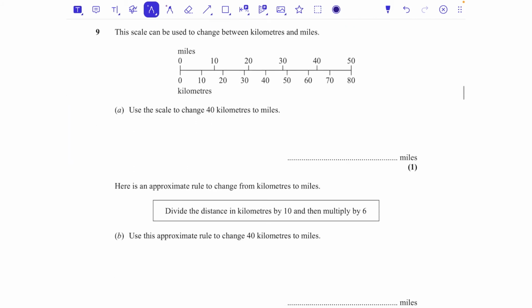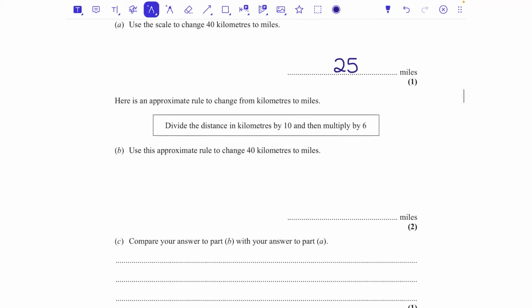Okay, question number 9. This scale can be used to change between kilometres and miles. Use the scale to change 40 kilometres to miles. So 40 kilometres, we're looking on this side for kilometres and this side for miles. 40 kilometres, if we go over, it's going to be bang in the middle of 20 and 30, so we would say 25 miles. There we go.